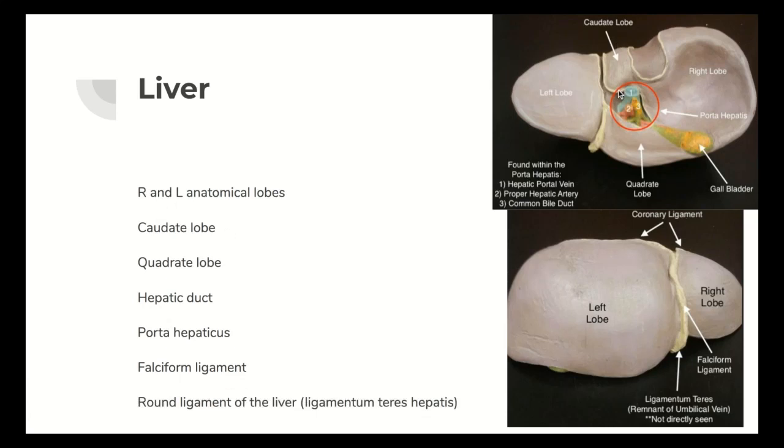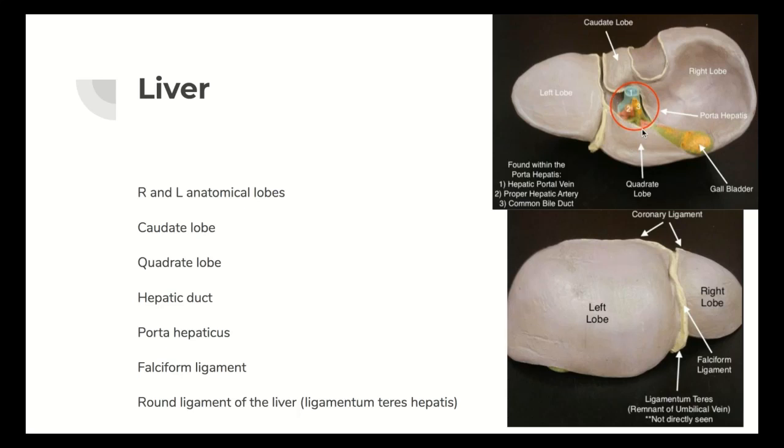So the caudate lobe is going to be lying just back here, and then the quadrate is going to be lying more anteriorly, if you will. So quadrate is anterior, caudate is posterior. You can follow the curvatures to orient yourself in the body. So quadrate, anterior; caudate, posterior.